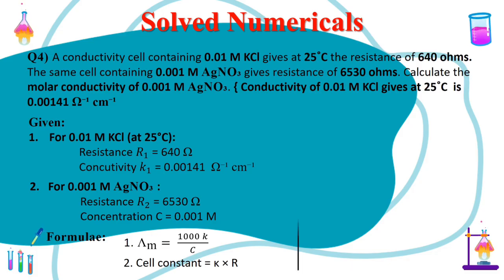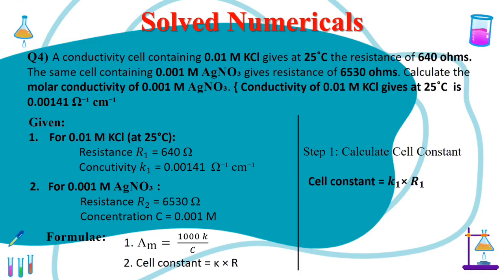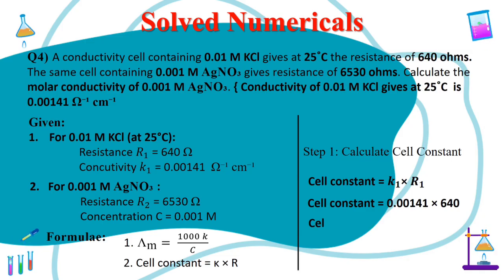By knowing the formula for molar conductivity and cell constant, first we can calculate the cell constant using the KCl solution. To calculate the cell constant, we have the conductivity and resistance of KCl. By substituting the values, we obtain the cell constant for the given cell. This cell constant will remain the same for all solutions in the same cell.